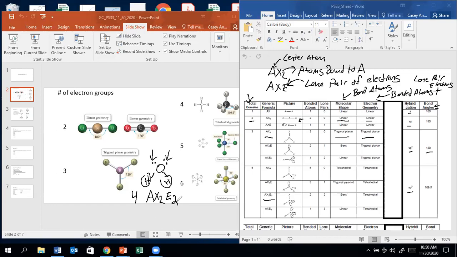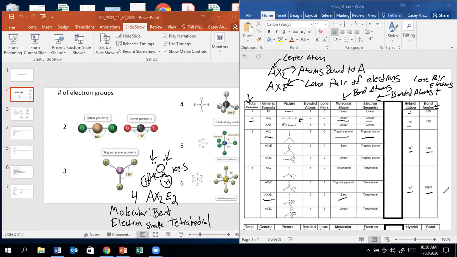The molecular shape, if we look on our table then, would be bent right there, while the electron shape is called tetrahedral. So if we're just looking at the bonds, if we ignore the lone pairs, our molecule is in the bent conformation. But if we have the electrons as well, and we're looking at the whole picture of bonds plus electrons, we call this tetrahedral. And then the angle between our bonds is 109.5. And we get that from our bond angle table.